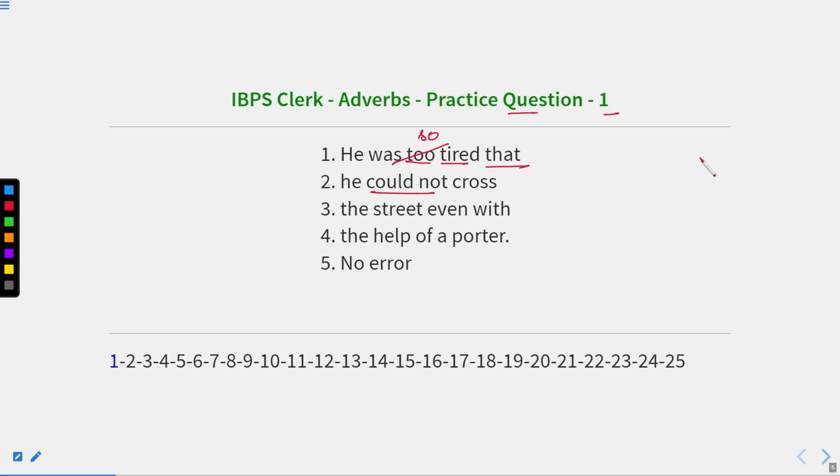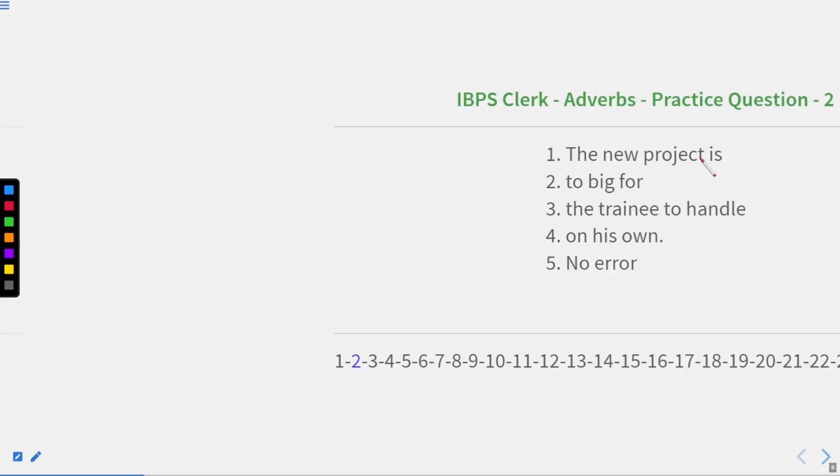Also, if we want to use too, we can write: he was too tired to cross. That could have been the sentence. So here the error is in the first part and the answer is so tired. This too tired should be replaced with the phrase so tired. Now let us move to the second question.